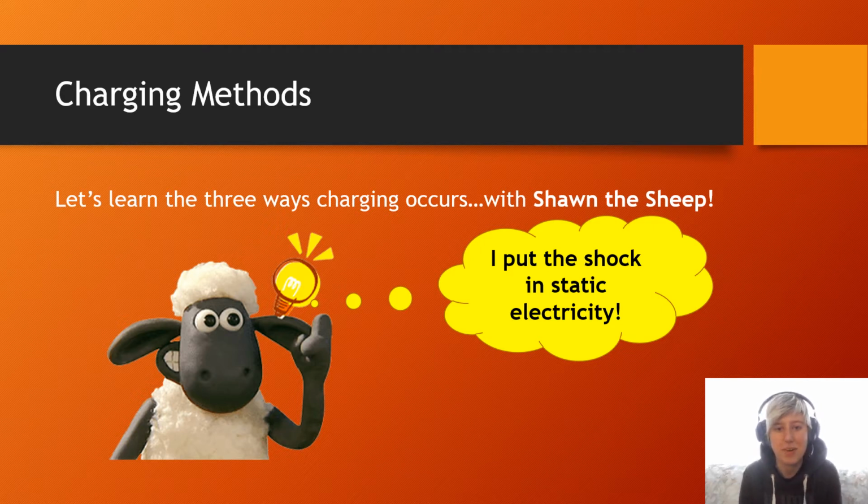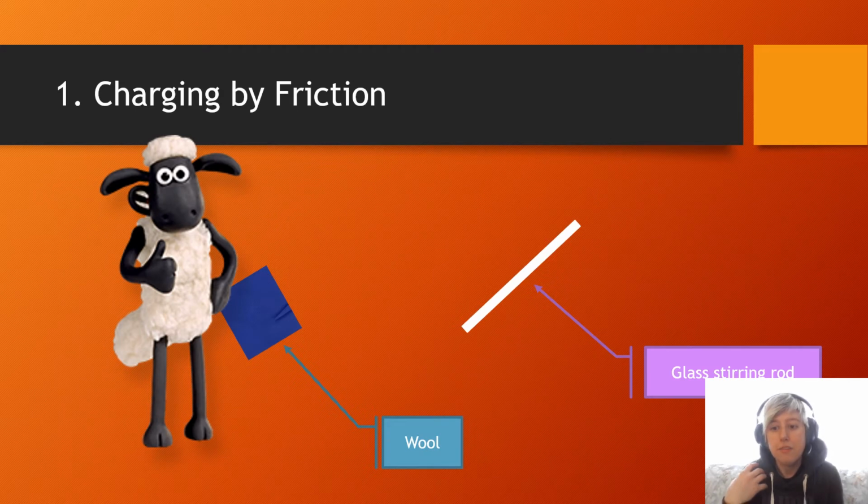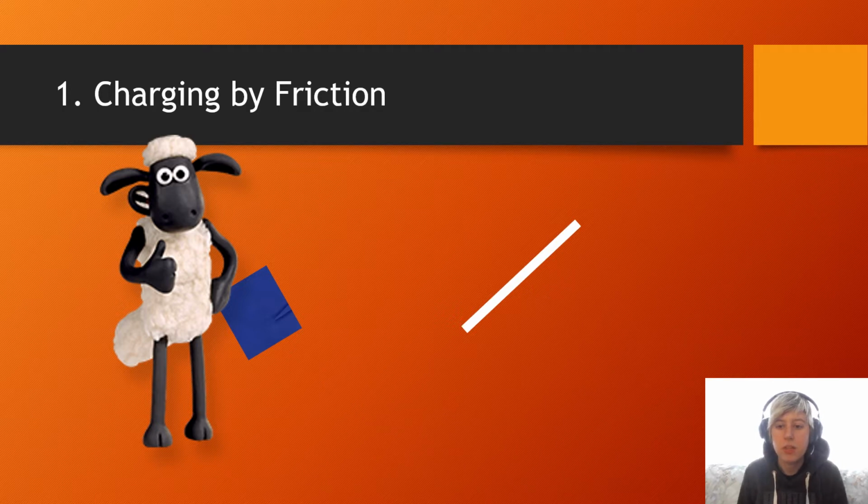So let's get started. Our first charging method is by friction. Friction is the action of rubbing 2 objects against each other. When you are charging by friction, both objects start off by being electrically neutral. So they're both electrically neutral in the sense that the wool has an equal number of electrons and protons, and the glass rod has an equal number of electrons and protons.